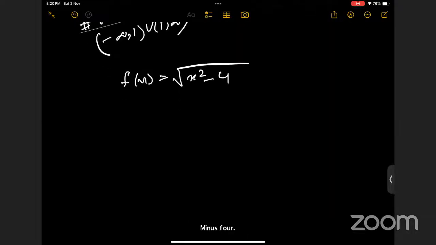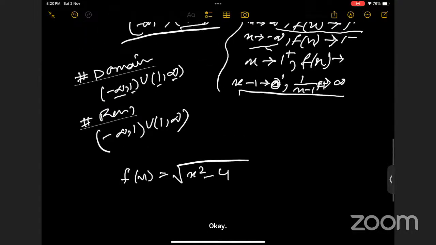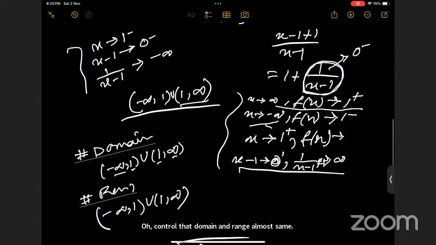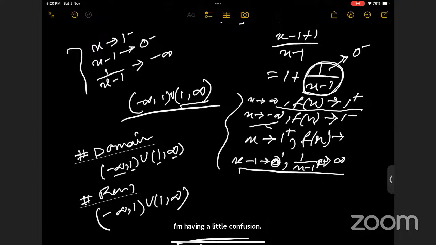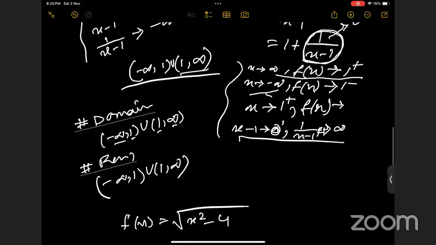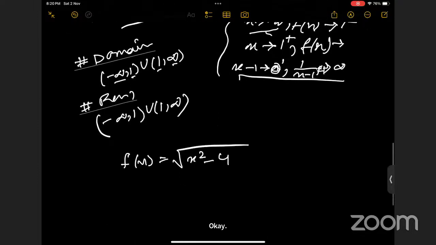I'm actually confusing the domain and the range, ma'am, because in the previous problem also you concluded that domain and range are almost the same. I'm having a little confusion. In that case, domain and range were the same, but in general, they are not the same. In this particular case, we found them to be the same. Ma'am, range would be from 0 to infinity, right?